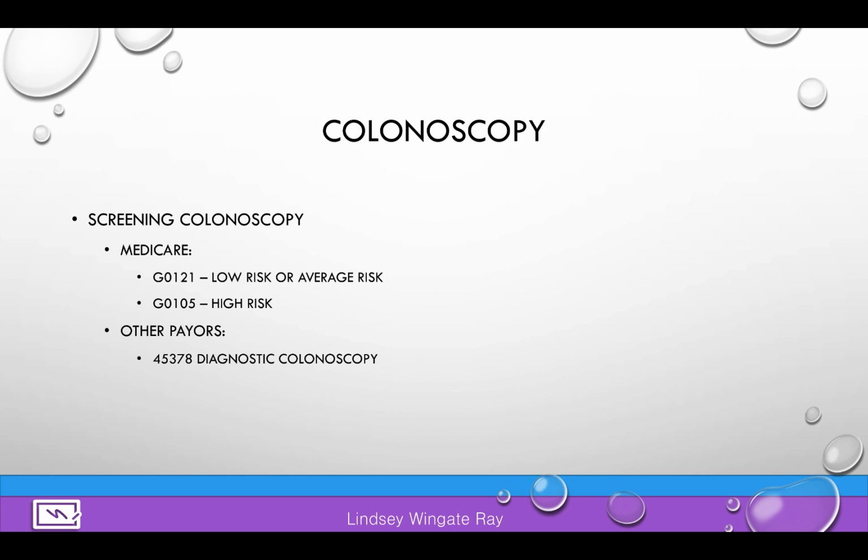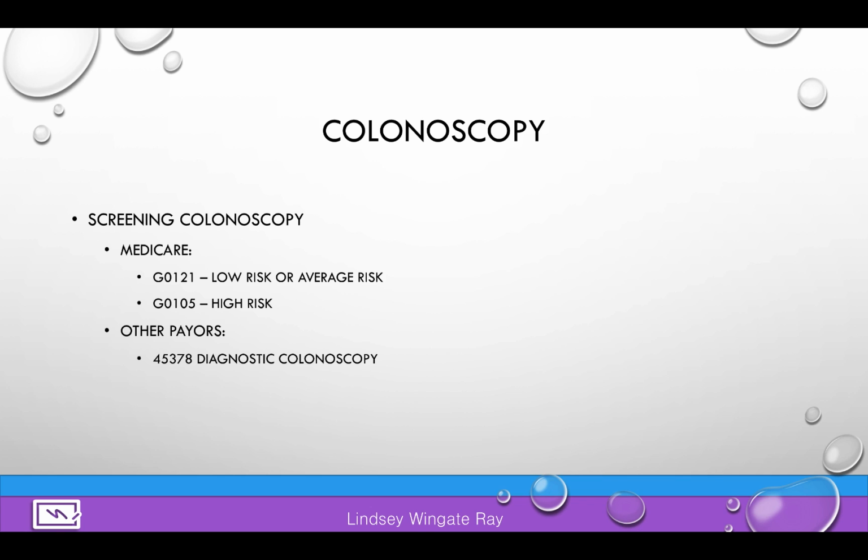Most people, or a lot of people, go in to have a screening colonoscopy when they get to a certain age. There are different types of screening colonoscopies. There are people that are at high risk for colon cancer and people that are at low or average risk. So Medicare wants you to use a HCPCS code for this. If you want to look at these in your HCPCS book, go ahead. It's G0121 and G0105. G0121 is for low risk or average risk.